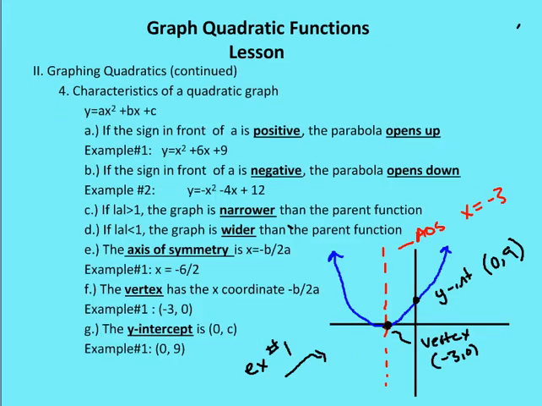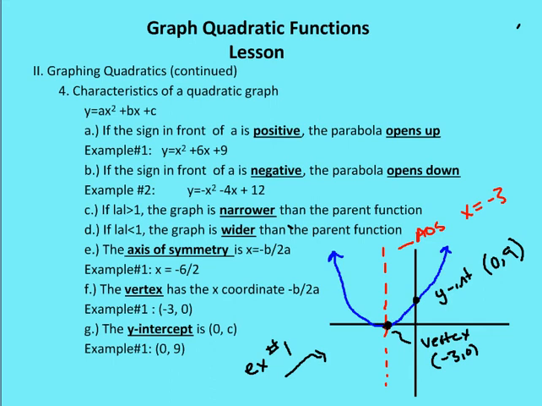All right, so we take the characteristics of a quadratic graph. In the standard form, y is equal to ax squared plus bx plus c, a has to be something other than 0. Now, if the sign in front of a is positive, the parabola is going to open up. So if a is positive, the parabola opens up. If the sign is negative, it's going to open down. So if the sign in front of a is negative, it opens down.